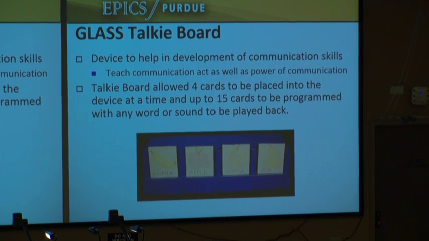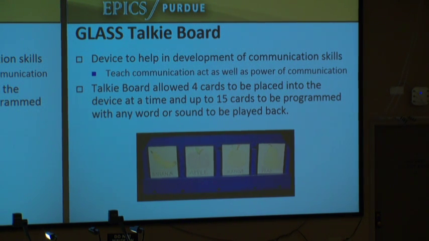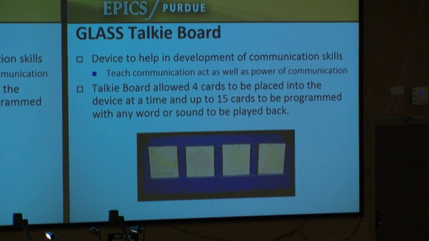They wanted 4 cards, and they wanted us to be, no matter where we put the cards in the slots, that if we programmed that card to say banana, when we put banana in the slot and either put it in or pulled it out, it would say banana. Okay, so those were the general requirements for that.